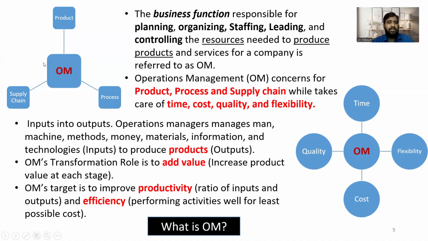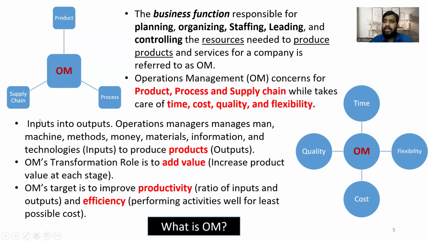Operations management concerns product, process, and supply chain, while the operations manager is very much concerned about time, cost, quality, and flexibility. So these are the most important factors that the operations manager must always take care of while converting inputs into outputs. What is operations management? Primarily, we said that it is the business function responsible for planning, organizing, staffing, leading, and controlling the resources needed to produce products. Then we can say operations management is the management of converting inputs into outputs.